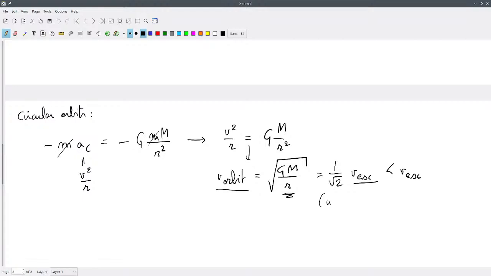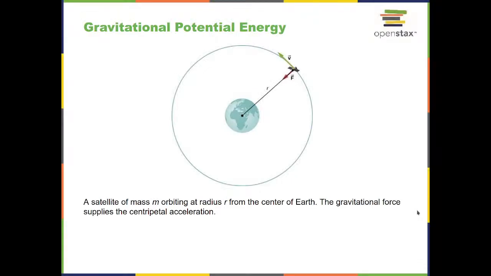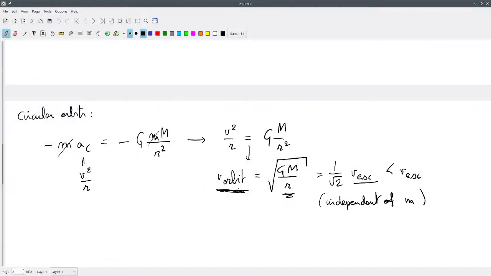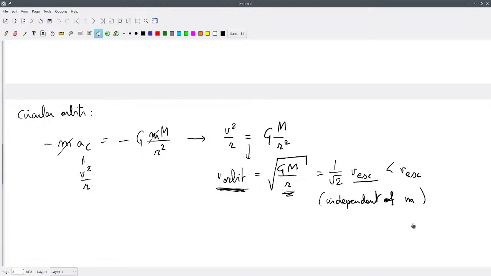Notice that this is also independent of the little mass, the mass of the satellite. So regardless of what mass of satellite I put up here, whether it's the heavy International Space Station or a small CubeSat, it will have to go at that same orbital velocity.